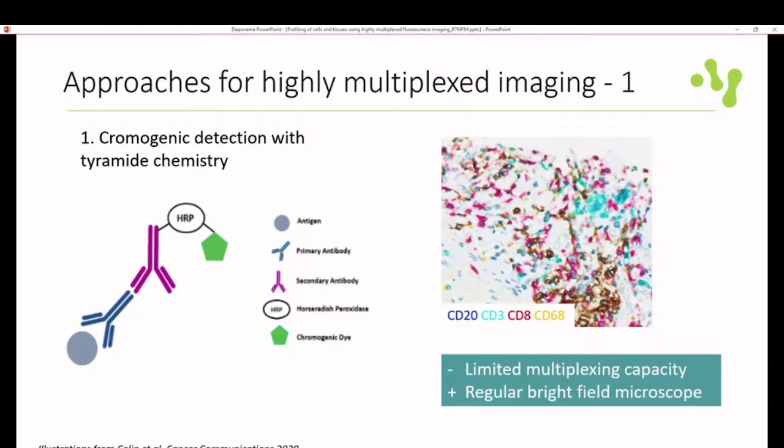and that can be detected in a regular bright field microscope. And by using different chromogenic dyes, one can do multiplexing, add a little bit, but it's still quite limited, as you can see in this picture here to the right, where they have four different markers shown in the very same staining. But again, this is not a higher plex than what we can also achieve with fluorescence microscopy.